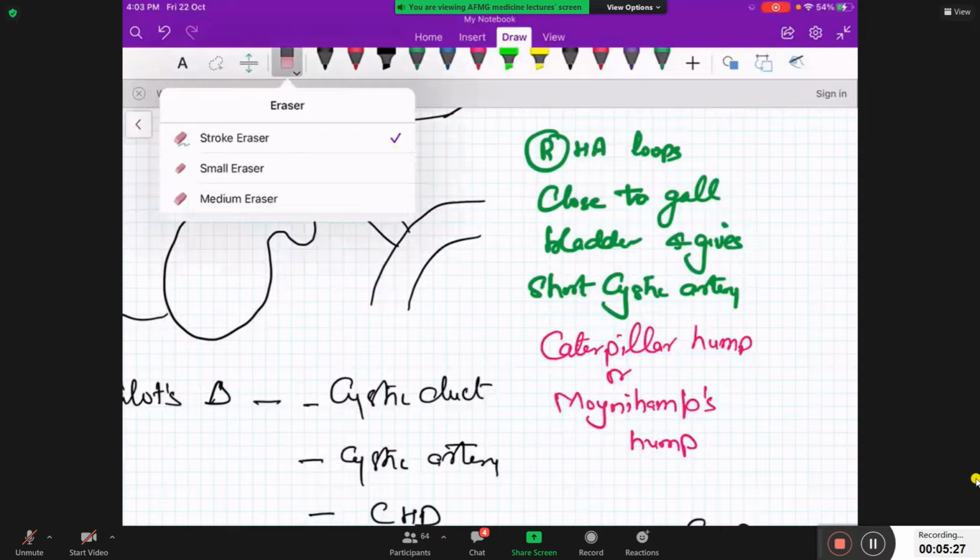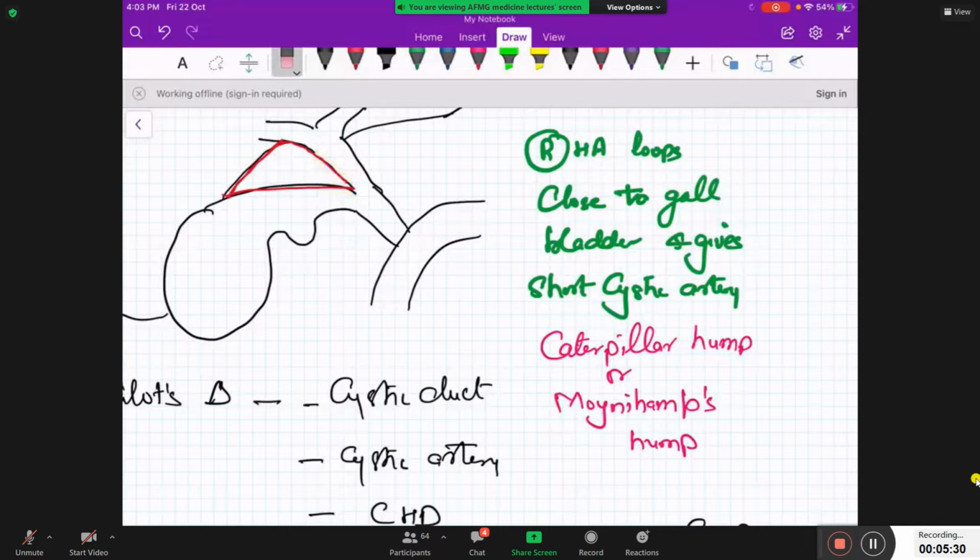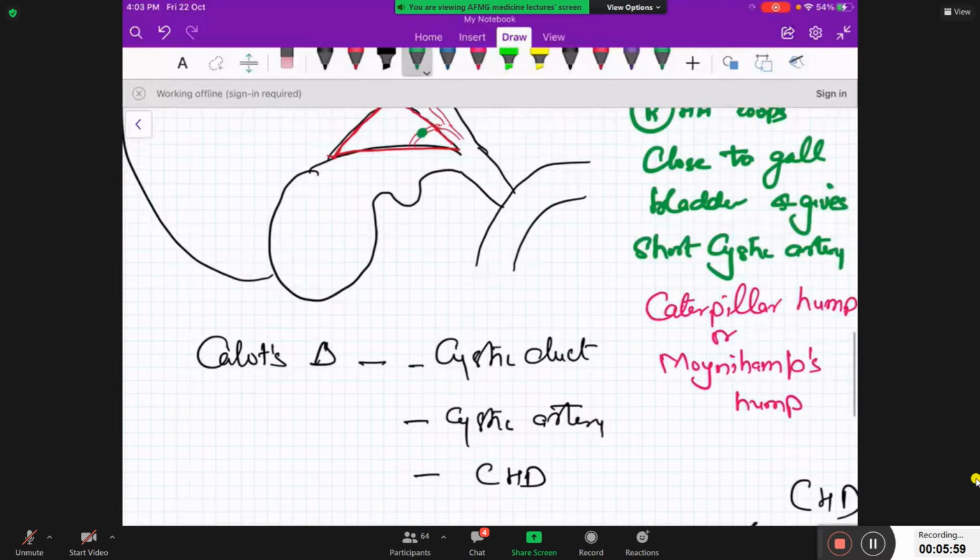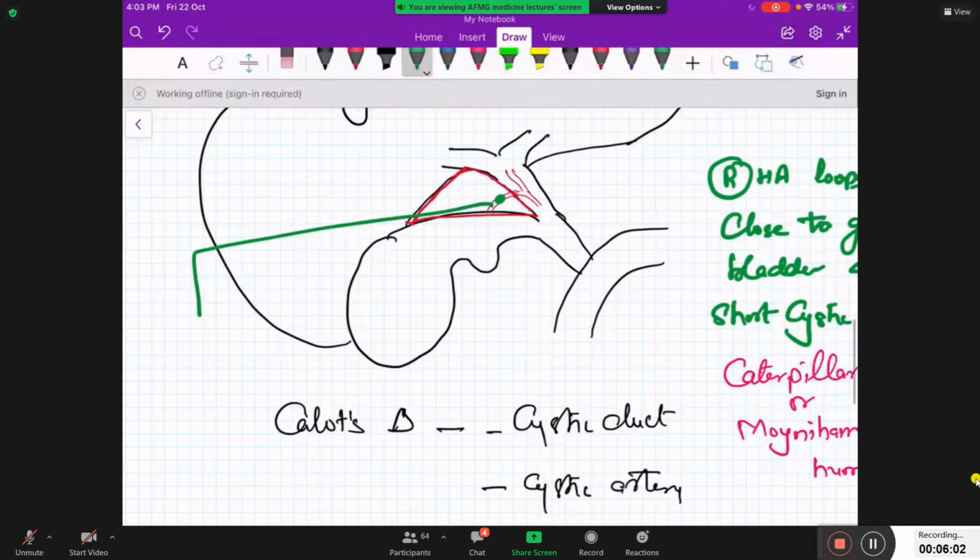Now, you know that all the veins in the body run parallel to the arteries. So there will be a corresponding vein along the cystic artery. And we also know by now that all the lymph nodes in the body are sitting on a vessel. These are those vessels which are supplying that organ. So that means there will be a lymph node sitting on the cystic artery also. And this lymph node is the first draining lymph node of the gallbladder.